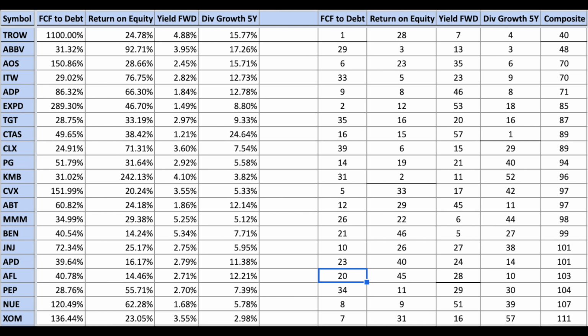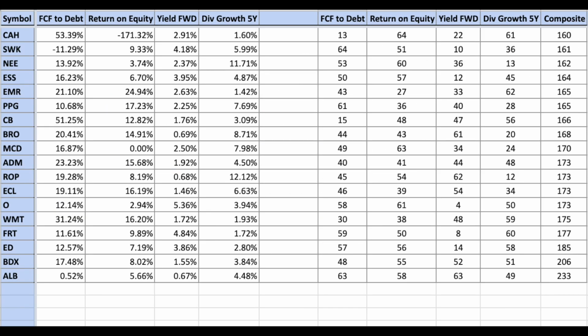In a very close 5th place, we have ADP with a composite score of 71. The next 5 aristocrats are Expeditors International of Washington, Target, Cintas, Clorox, and Procter & Gamble, all with composite scores between 85 and 94. If we move down the list to see which aristocrats ranked the worst, we see Albemarle had the poorest results. The company ranked poorly for all 4 criteria, with its best result being number 49 in terms of the dividend growth rate.